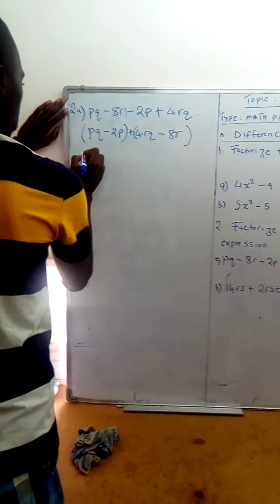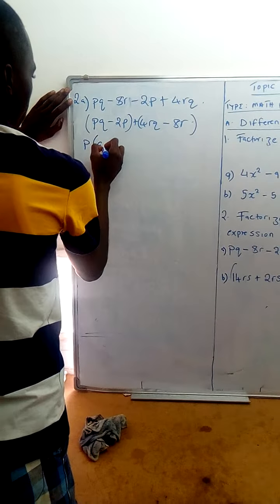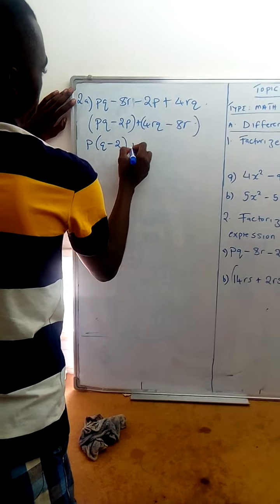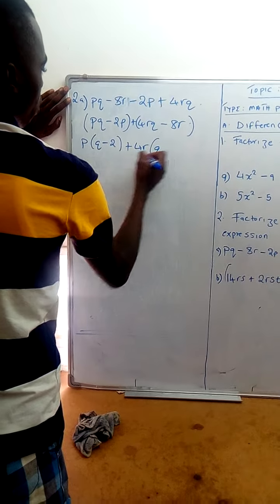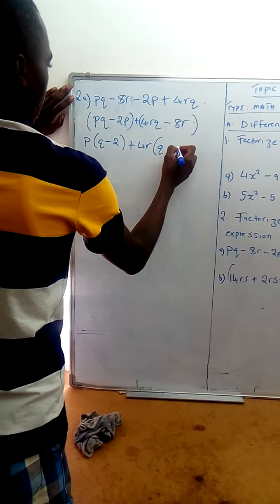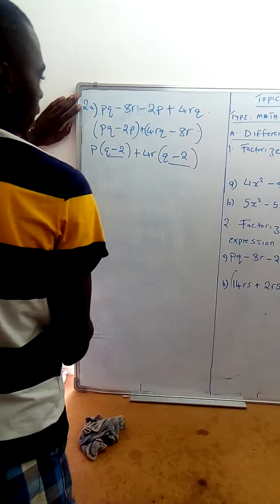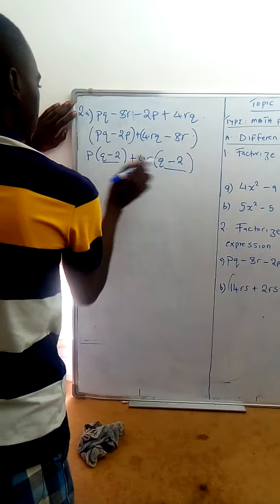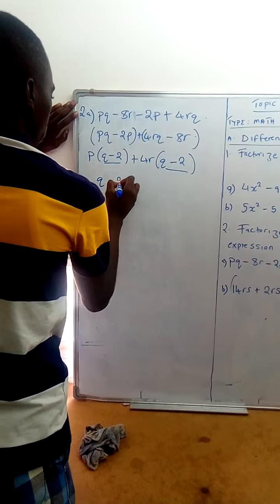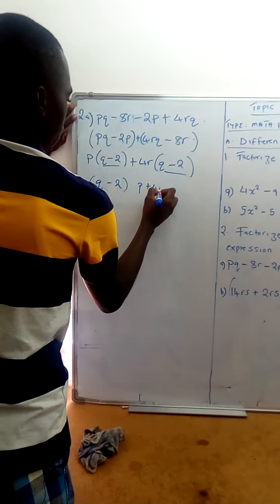You factorize this one. So we're going to have a p, okay? Then inside we remain with a q minus 2, plus, here we have 4r. So 4r, then inside we're going to have a q, okay, minus 2. So here, the moment you notice that this term and this term are the same, then you know that you are doing the right thing. So you just have to get one of these, which is q minus 2, and then you get this one and that one, which will be p plus 4r.